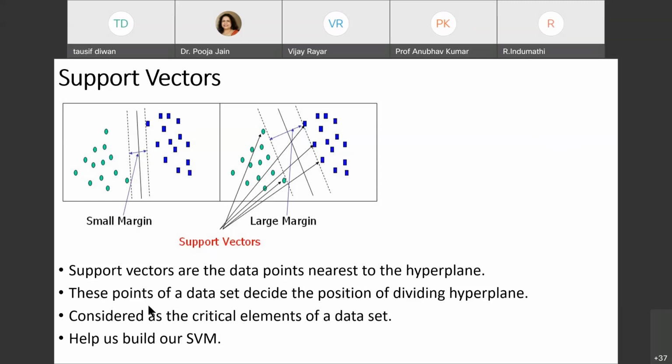Another thing is there, these points which are closer to this hyperplane can be considered as critical elements of the data set. Just look at this point, this point. Basically, these are the points based on which the hyperplane position is decided. So these data elements or these samples are decided as critical elements of this classification algorithm. Okay, these also help to build our SVM.